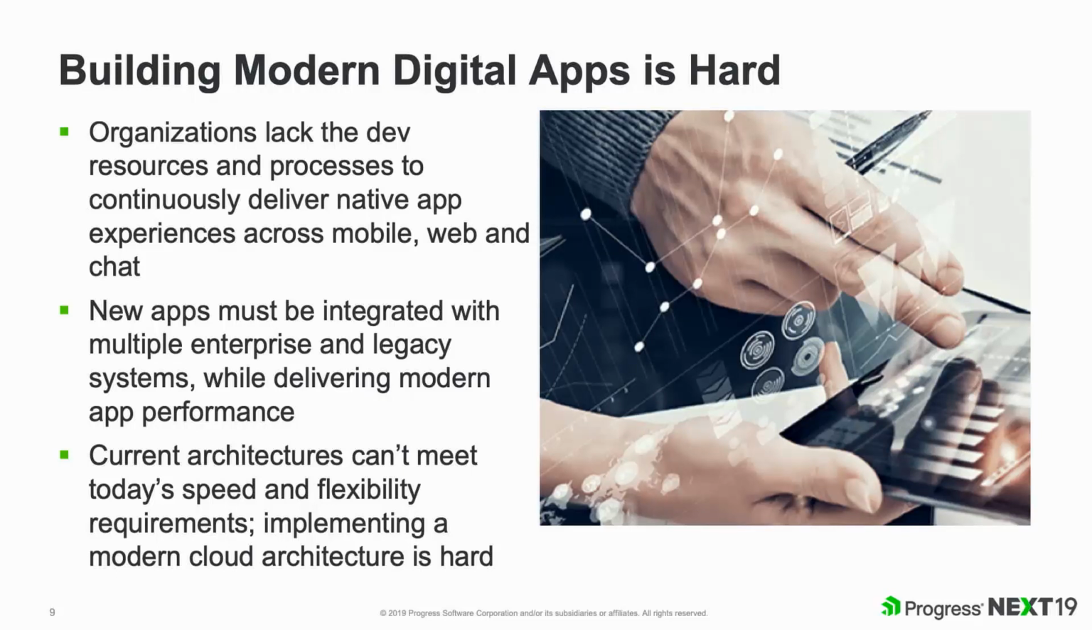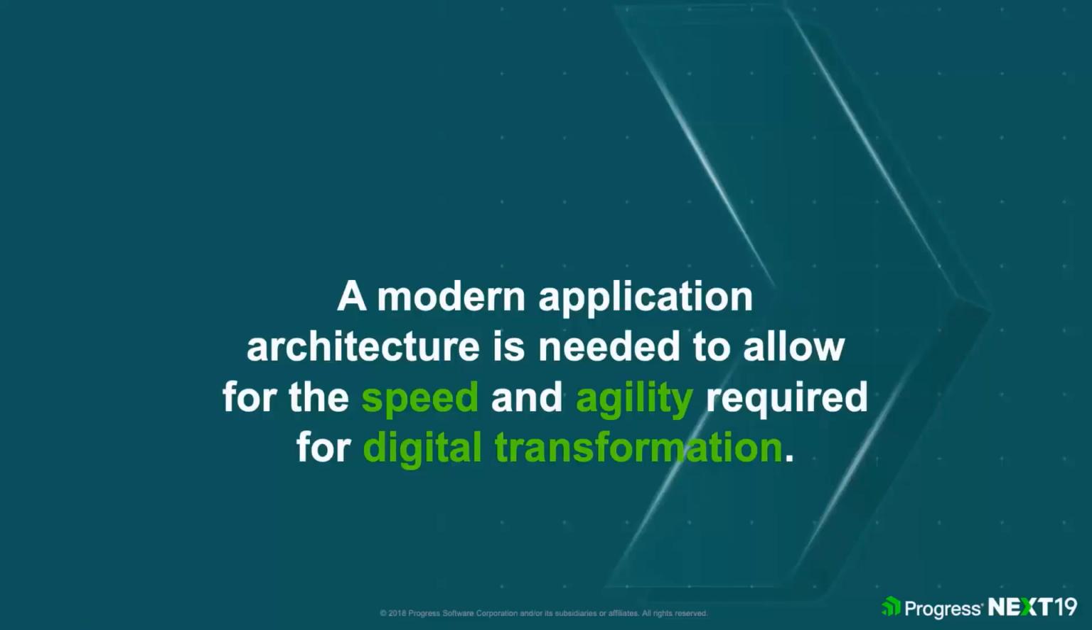It's easy to get started. Anyone can go up to Amazon, go up to AWS, provision an EC2 instance, and get going. But it takes a lot of knowledge and a lot of research and a lot of effort to make sure that it scales correctly, that it's secure, and that it's performant. A modern application architecture is needed to allow for the speed and agility required for this digital transformation.